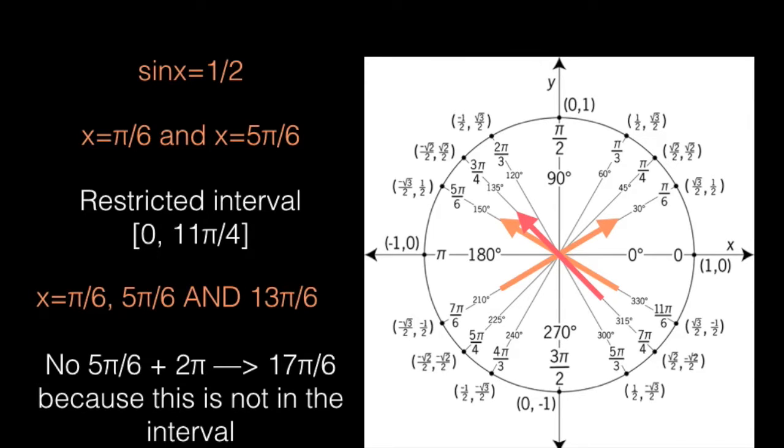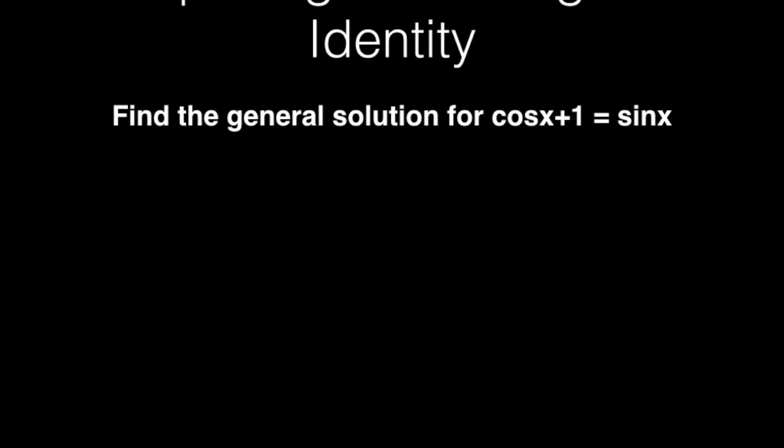Okay, now let's move on to how to use squaring and using identities to solve our trig equations. Let's find the general solution for cosine x plus 1 is equal to sine x. Again, this is a general solution, so whenever you see general solution or all x values, you want to think, okay, I have to use plus 2k pi to acknowledge all of the values of x.